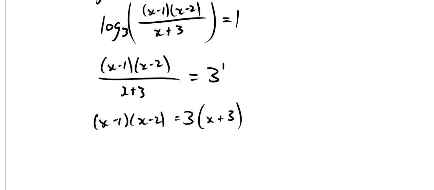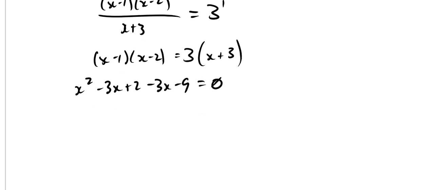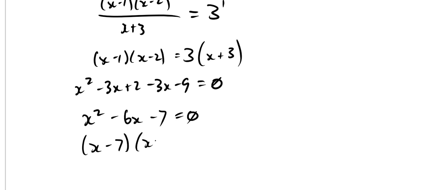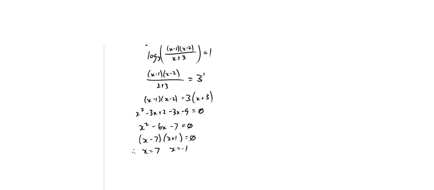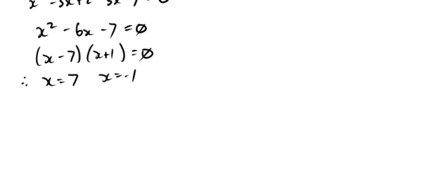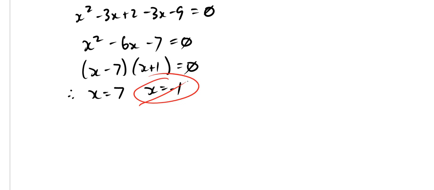And I collect everything to one side. I end up with a quadratic, and I just solve it. So this is x squared minus 3x plus 2 minus 3x minus 9 equals 0. x squared minus 6x minus 7 equals 0, sorry. x minus 7, x plus 1 equals 0. x equals 7, x equals negative 1, and one of those is in my restriction. Oh, I didn't do my restrictions, but it turns out to be this one. So I was rushing too much. I almost beat the bell. Extraneous.